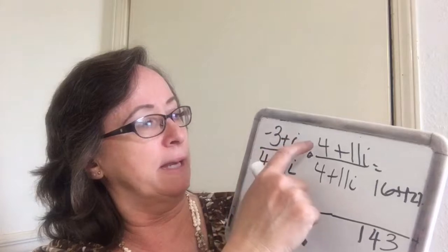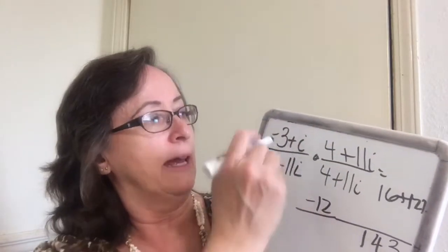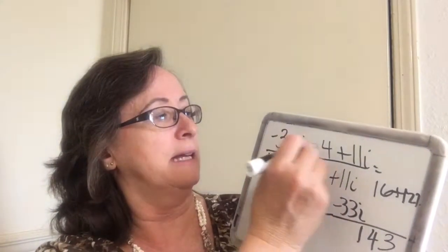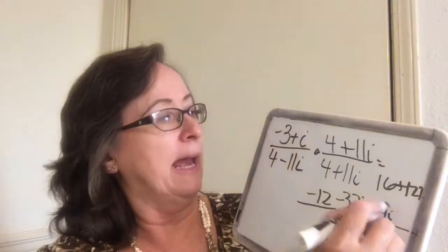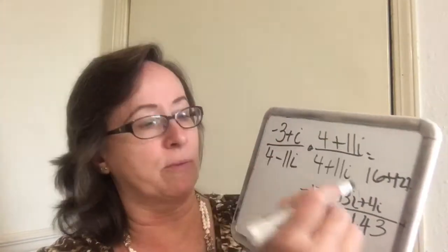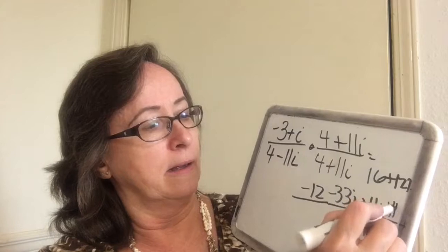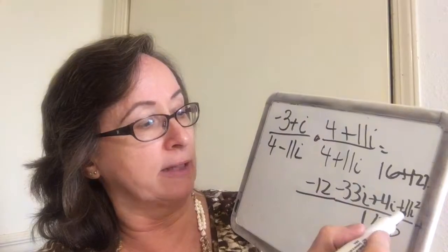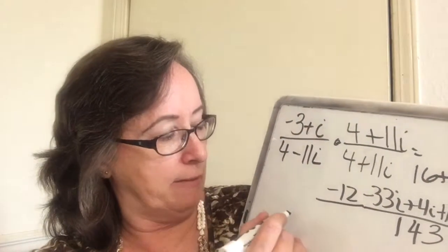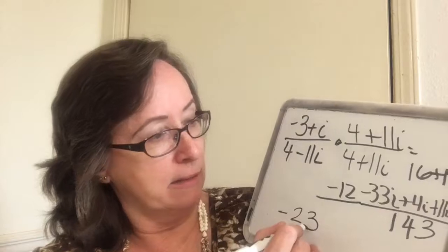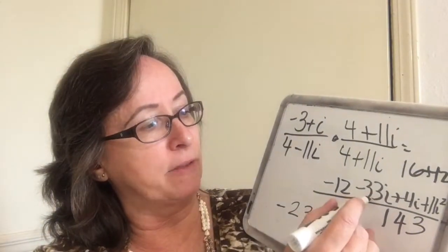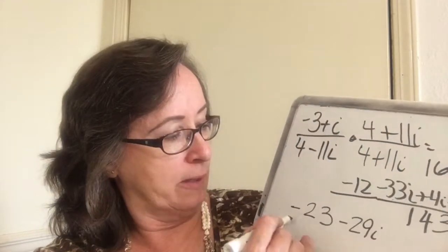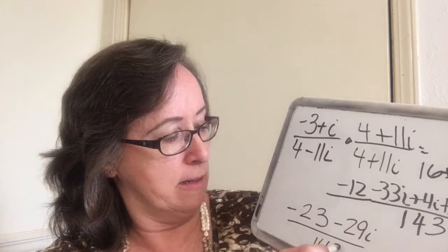So I'm going to have negative 3 times 4 is negative 12. Outside is negative 33i. Inside is 4i. And last is 11i squared. But i squared is negative 1, so this is going to become a negative 11, and a negative 12 is going to be a negative 23. And then my negative 33i and my positive 4i is going to be a negative 29i, all over 143.